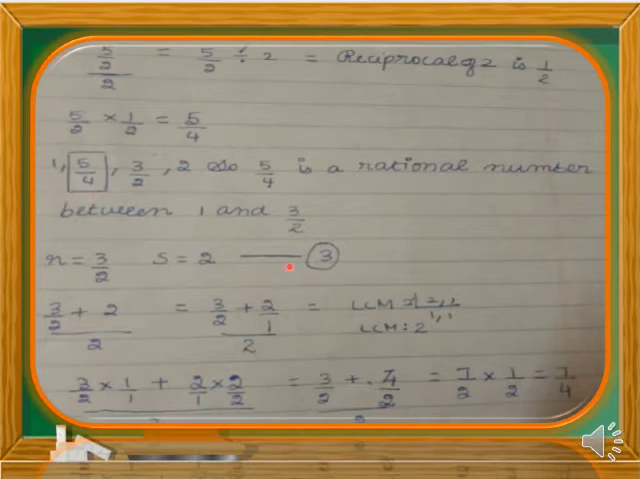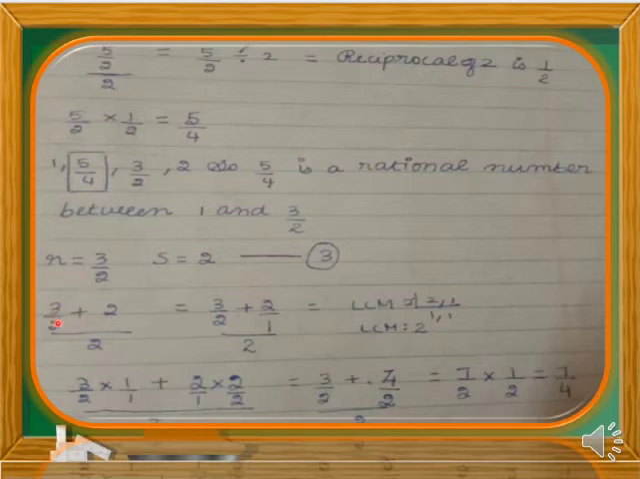Next, the third rational number. Here the third rational number can be taken any way, that is R is equal to 1 and S is equal to 5 by 4, or R is equal to 5 by 4 and S is equal to 3 by 2, or R is equal to 3 by 2 and S is equal to 2. So that is what we are going to take here. But the answers may differ, and you can still get the correct answers.